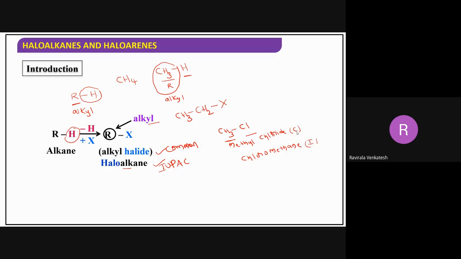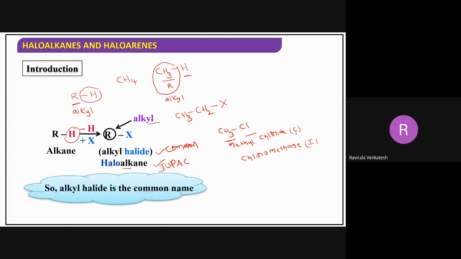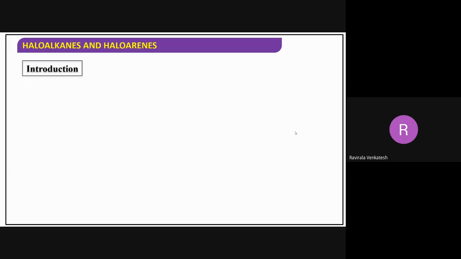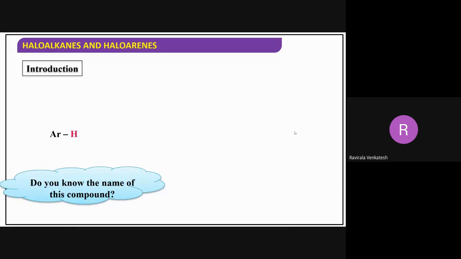When we move to the next slides, we get a number of examples, and in those we will discuss each and everything. What I mean to say is that if you replace a hydrogen of alkane with halogen, you get alkyl halide or haloalkane. This is about IUPAC nomenclature and common names. Next, I will take aromatic compounds. Here, Ar means what actually? It is not argon, it is aromatic.